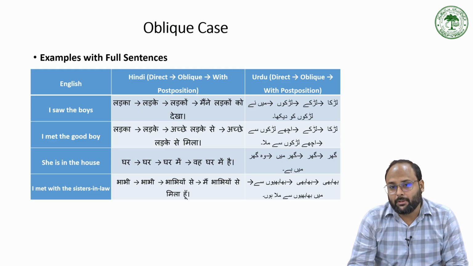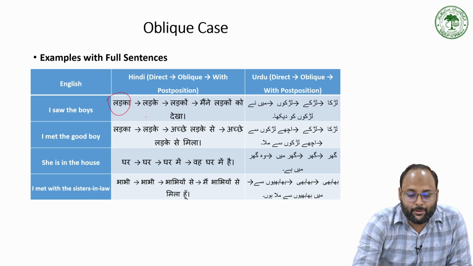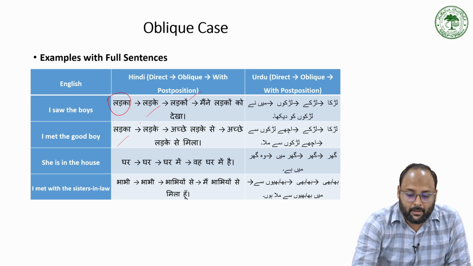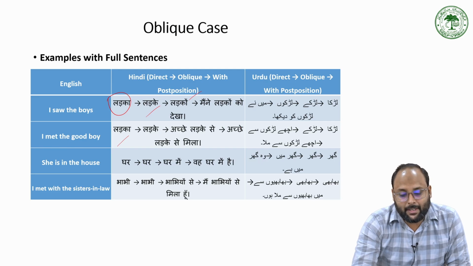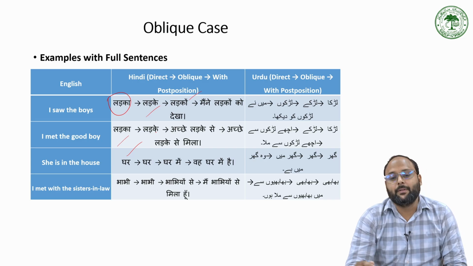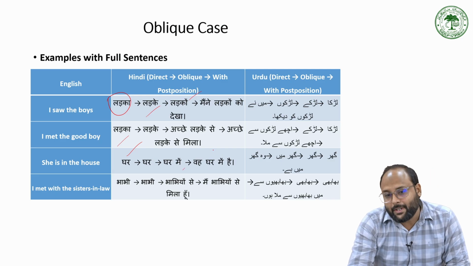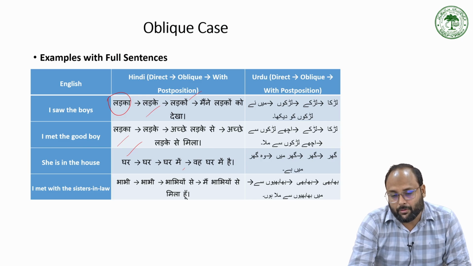So here we have an example for the oblique case. Like ladka is the base form, for singular it changes into ladke, for plural it changes into ladko. मैंने लड़कों को देखा. लड़का changes into ladke with the adjective, like अच्छे लड़के से मिला, and in plural अच्छे लड़कों से मिला. For घर it remains the same, because it ends with a consonant. So घर और घर में, and for घरों में it will change when we have the plural form of घर.